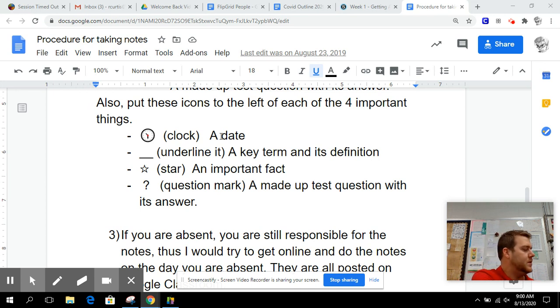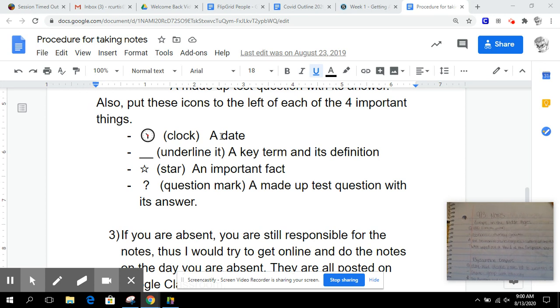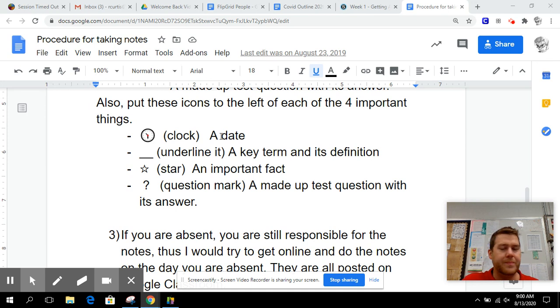Okay, so here's a student's notebook. You can see they drew little images: a clock, a line, a star, and a question. They labeled it Europe in the Middle Ages, Byzantine Empire. So they had a little label, and then they wrote those little icons. It's good for you to be able to look back at your notes and see what it's about.